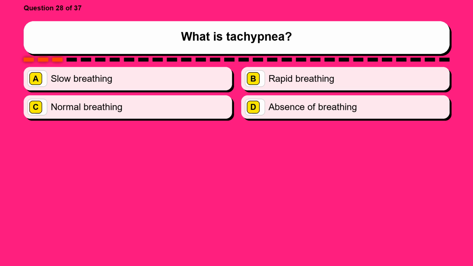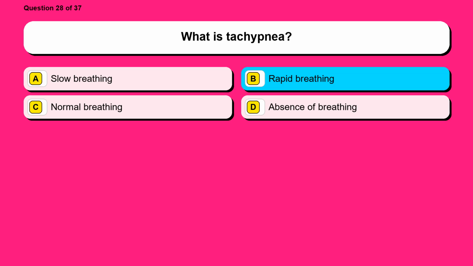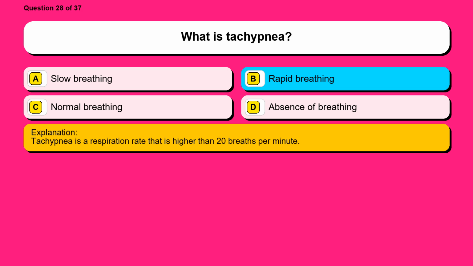Question 28. What is tachypnea? Option A, slow breathing. Option B, rapid breathing. Option C, normal breathing. Option D, absence of breathing. The correct answer is option B, rapid breathing. Tachypnea is a respiration rate that is higher than 20 breaths per minute.